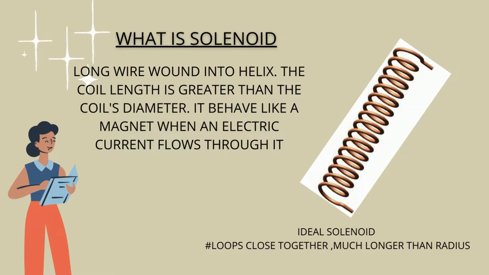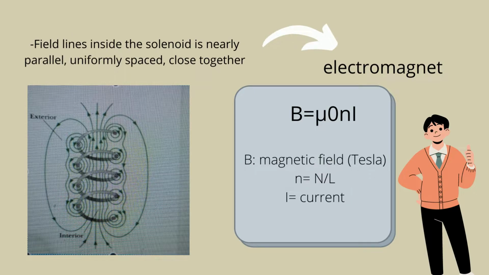Additional note about the ideal solenoid. An ideal solenoid is a solenoid where the loops are close together and the length is much longer than the radius. A straight long wire is spun into a coil of several closely spaced loops and will produce an electromagnet. Field lines inside the solenoid are nearly parallel, uniformly spaced, and close together.